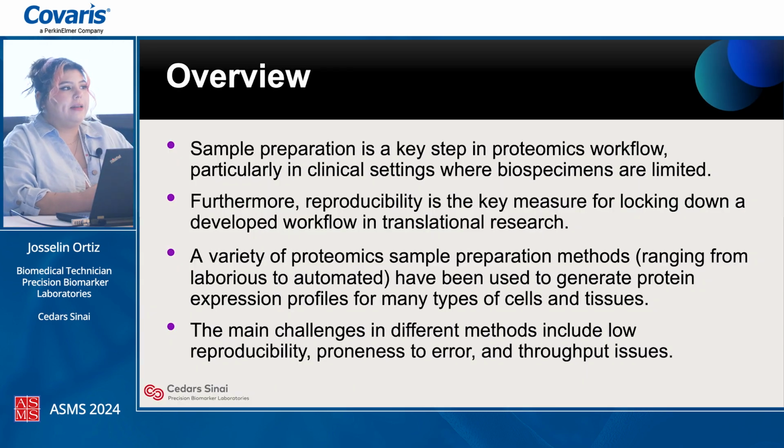I just want to begin by giving some key ideas. As many of you know, sample preparation is probably the most important step in any workflow, especially when you're limited by your starting material. Reproducibility is a key measure for locking in a workflow. A variety of different sample preparation methods have been used to generate protein expression profiles for many different types of cells and tissues. And lastly, the biggest hurdles that we face are low reproducibility, proneness to error, and throughput issues.